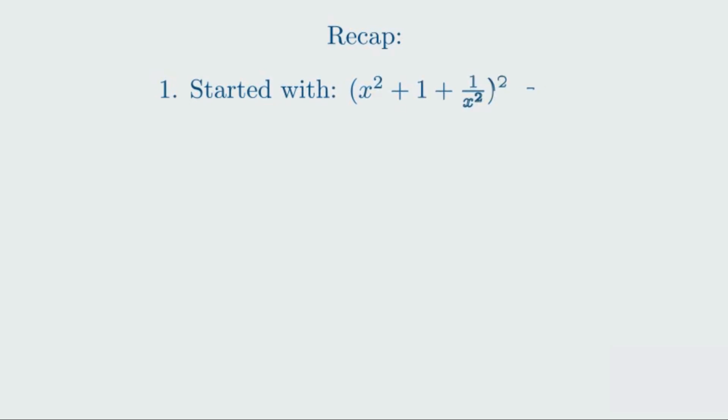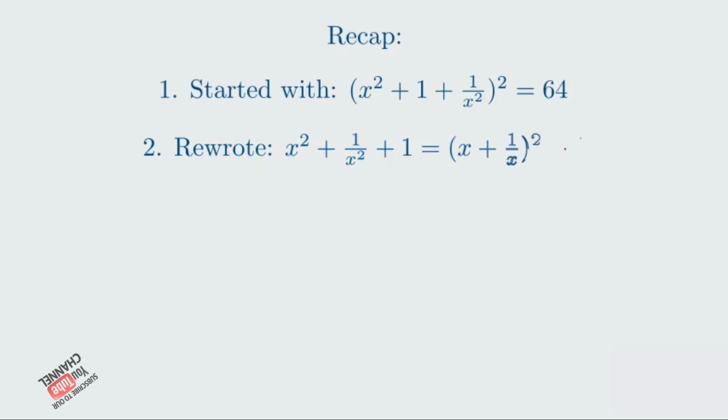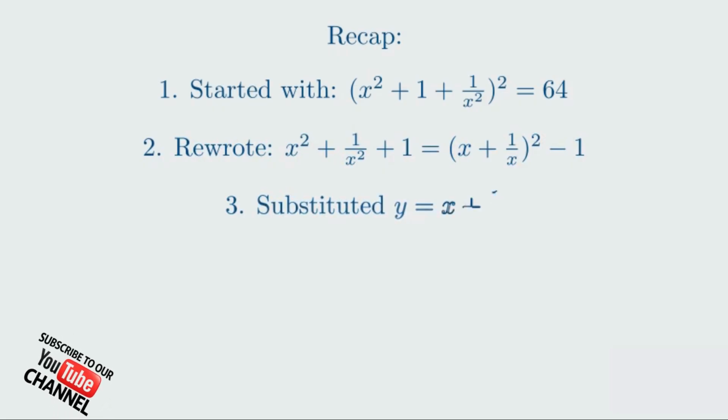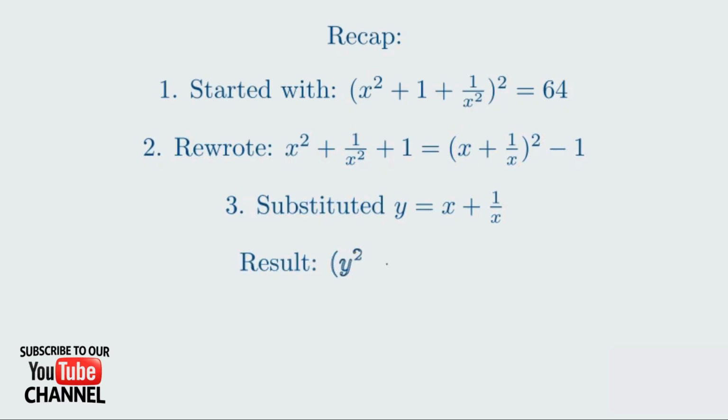So let's quickly recap our journey to find x. We started with the equation, (x squared plus 1 over x squared) squared equals 64. Our main strategy was to simplify this by first spotting a connection to the binomial expansion of (x plus 1 over x) squared. This allowed us to rewrite the expression inside the parentheses, getting rid of that pesky middle plus 1 term. Then to simplify things even further, we introduced a substitution, y equals x plus 1 over x. This transformed our complex equation into a much more familiar one.